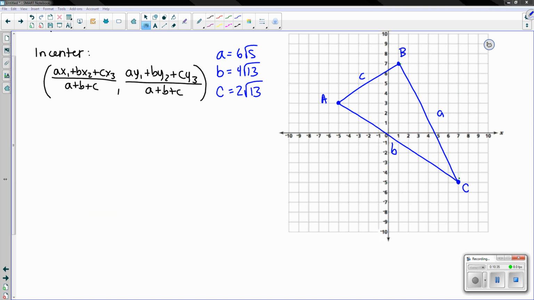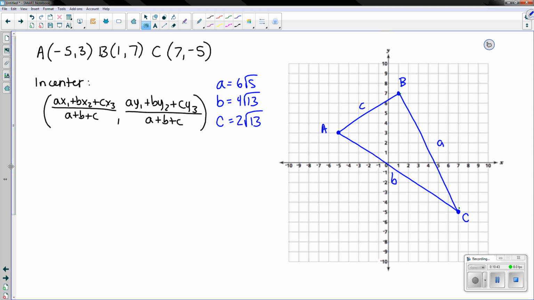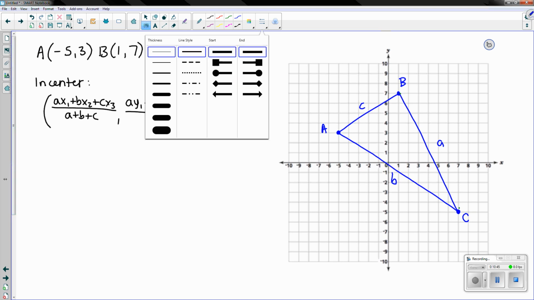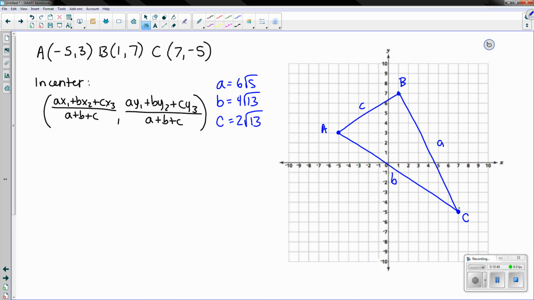So now let's insert this into our formula. Let's start with our incenter, and I should have the points visible. We're going to substitute in. So a is 6 root 5, and we're going to multiply that by x1. What is x1? Let's label these x1, y1, x2, y2, x3, y3. So x1 is negative 5.